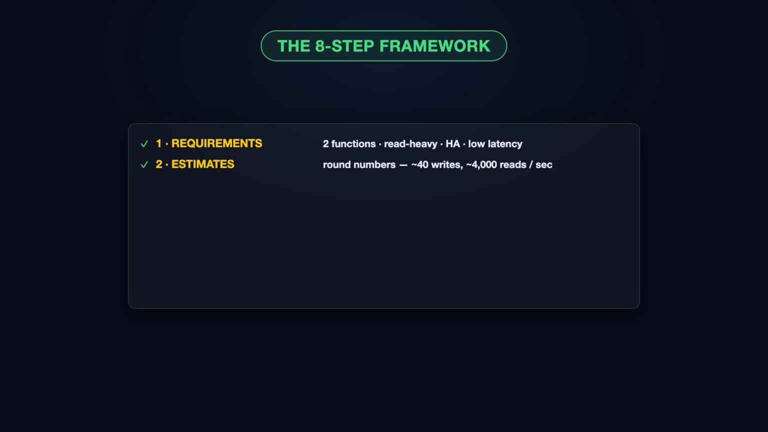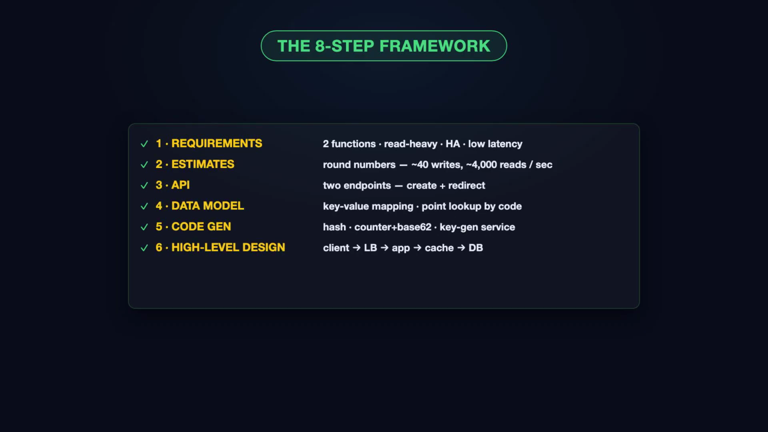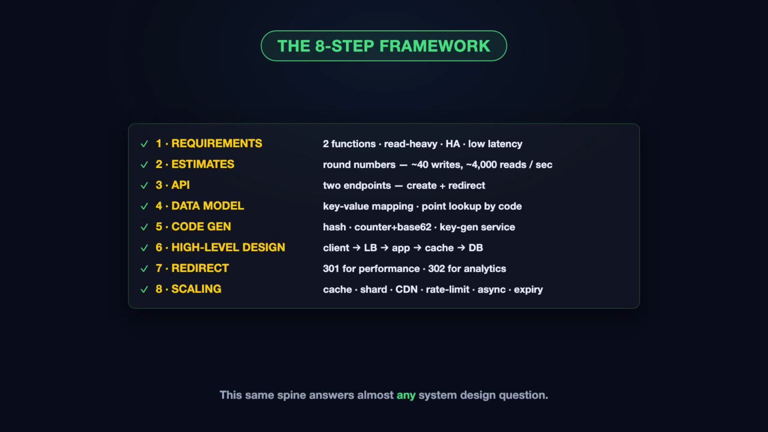So there is the entire answer, in one frame, the 8-step framework. 1. Clarify requirements, 2 functions, plus read heavy, high availability, low latency. 2. Estimate, round numbers, roughly 40 writes and 4,000 reads a second. 3. The API, just 2 endpoints, create and redirect. 4. The data model, a key value mapping, a point lookup by code.